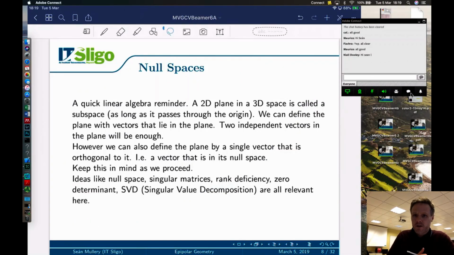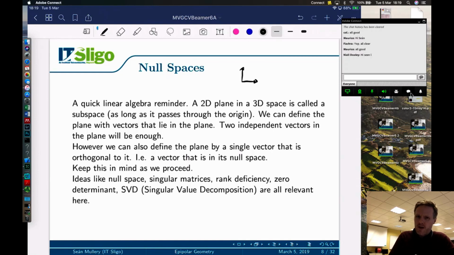So we can define the plane with vectors that lie in the plane. Two independent vectors in the plane will be enough. The ideal situation is when those vectors are orthogonal to each other, because we can then very easily get to wherever we want to go. But any two vectors will do.